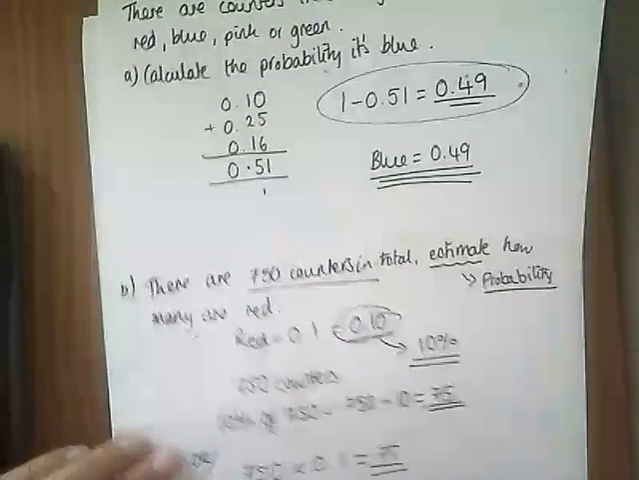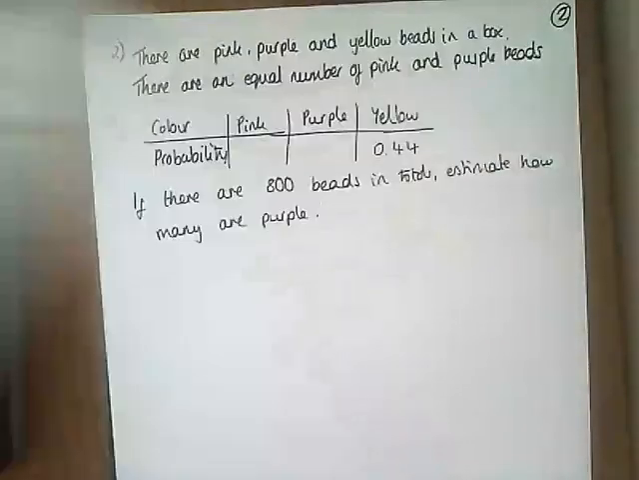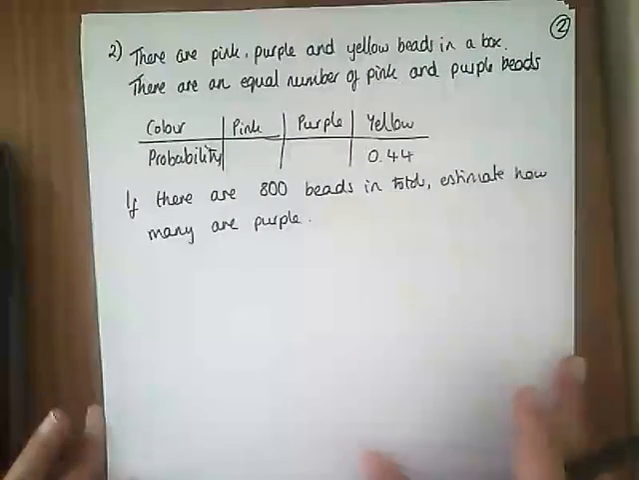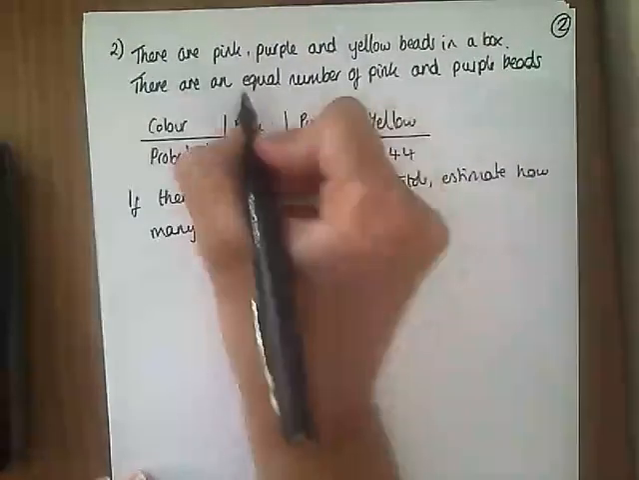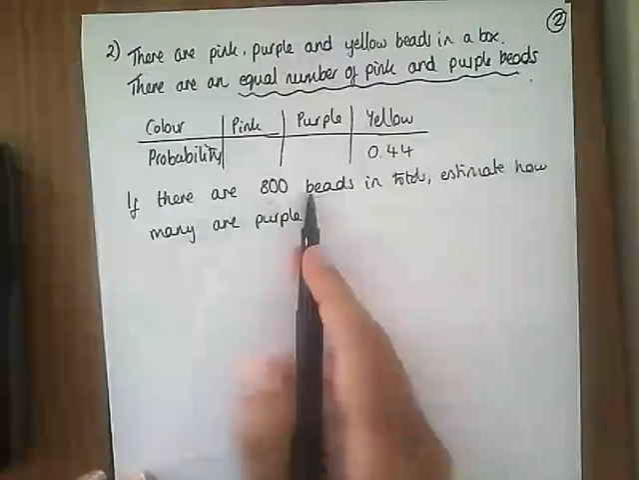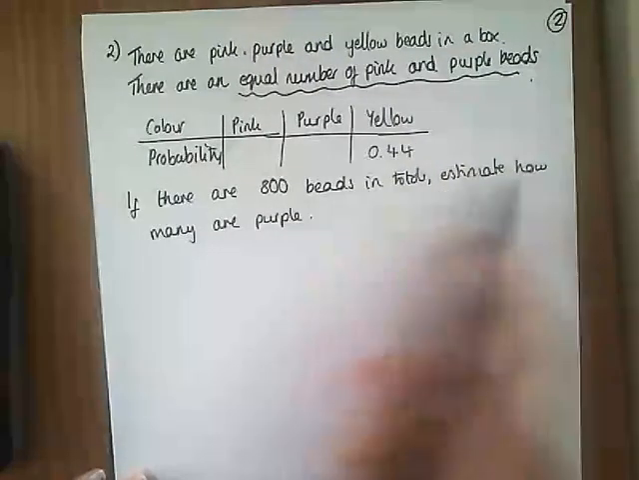Okay? Right, our second question on this is here. There are pink, purple and yellow beads in a box. There are an equal number of pink and purple beads. If there are 800 beads in total, estimate how many are purple.